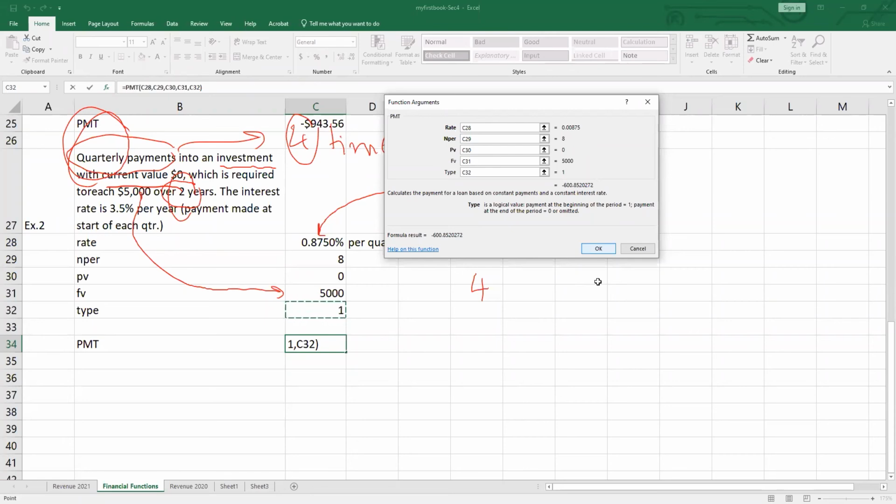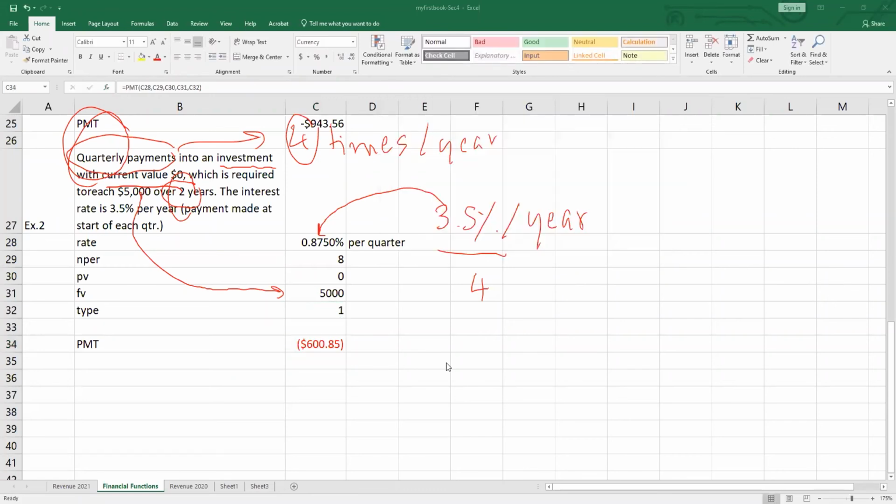So you can see that the answer goes to negative 685. That means in each quarter you have to pay $685. Yeah, for anyone who answers 685, that's correct already.